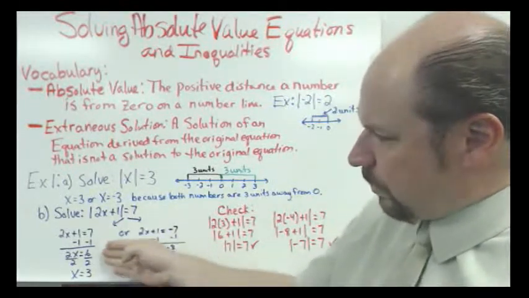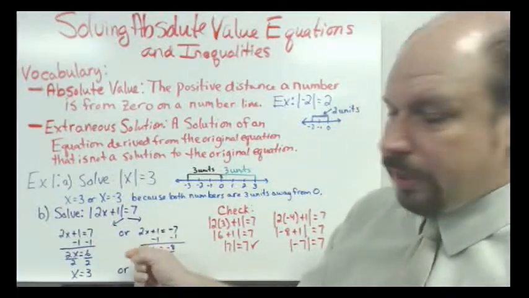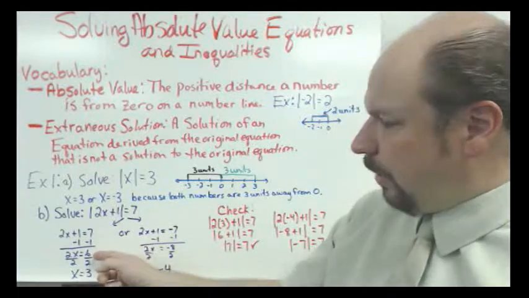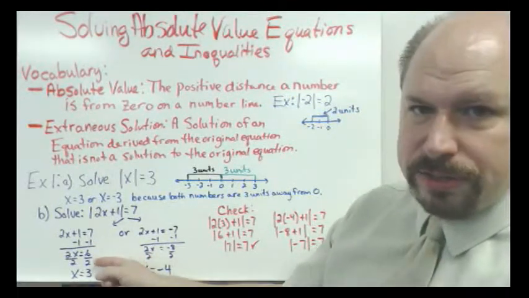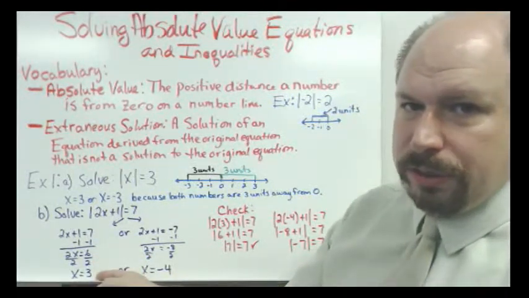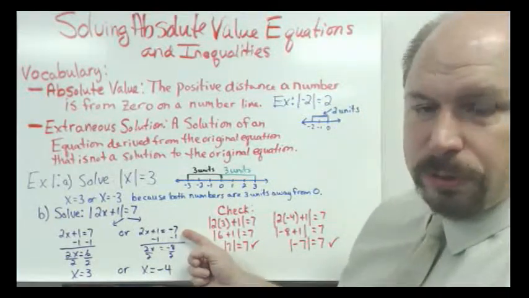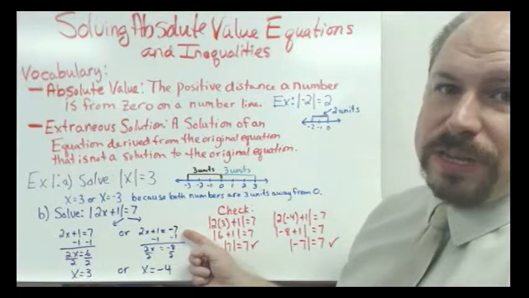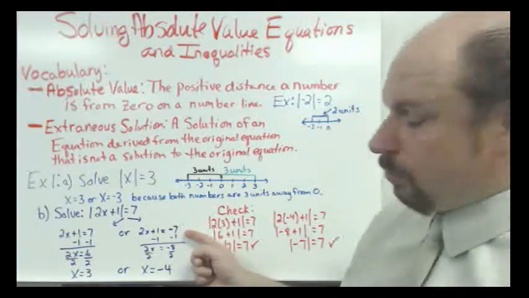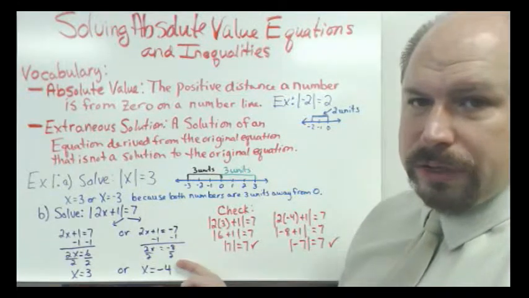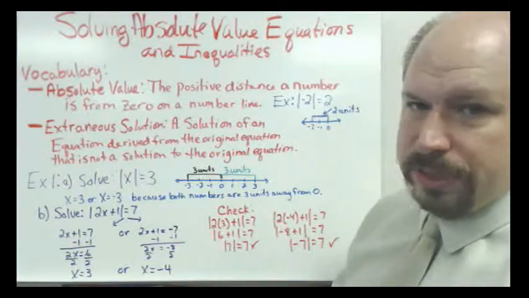Okay, so when we solve those, just solve them algebraically like you normally would. So subtract 1 from each side, you get 2x equals 6. Divide both sides by 2, you get x equals 3. And over here, when we solve this one, notice it's going to be the same steps. So subtract 1 from both sides, you get 2x equals negative 8. When you divide both sides by 2, you get x equals negative 4.